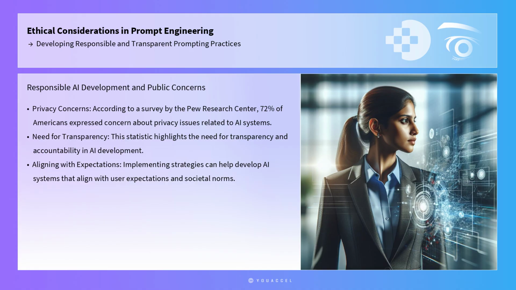Statistics also underscore the importance of responsible prompting practices. According to a survey conducted by the Pew Research Center, 72% of Americans expressed concern about privacy issues related to AI systems. This statistic highlights the need for transparency and accountability in AI development to address public concerns and build trust. By implementing the strategies outlined in this lesson, professionals can develop AI systems that align with user expectations and societal norms, ultimately fostering greater acceptance and adoption of AI technologies.